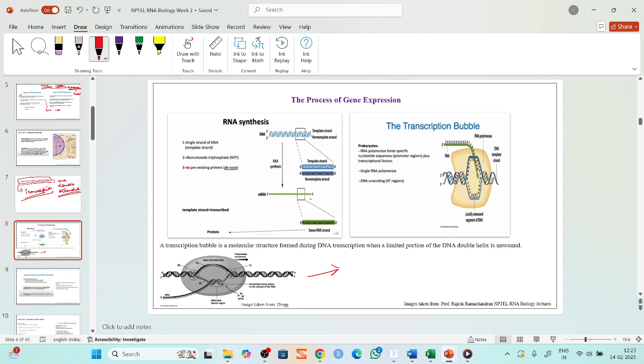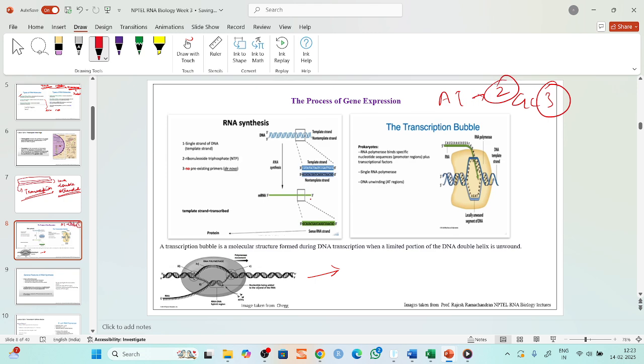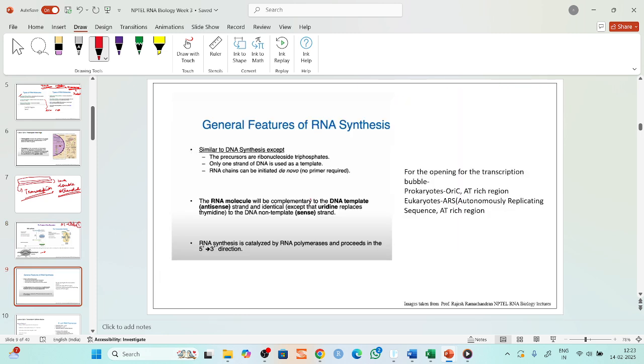Because AT has two hydrogen bonds, whereas GC has three hydrogen bonds. So what does it mean? It means that it is easier to break an AT bond than a GC bond. That is why the transcription bubble essentially has AT-rich sequences, so that the DNA can be unbound easily and transcription can take place. Okay.